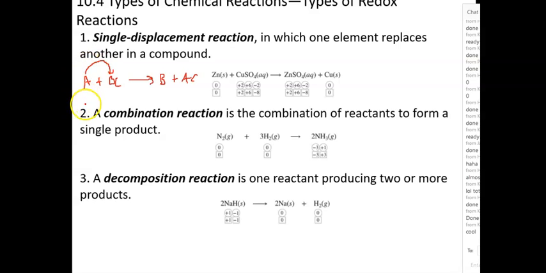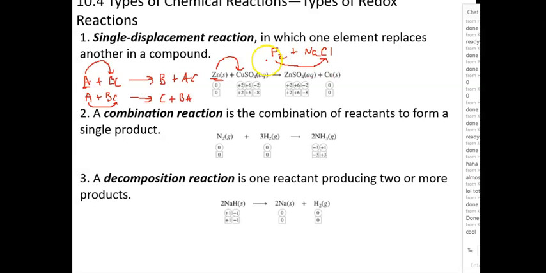Another way that it could be is A plus BC, and in this case, the A replaces the C. So in that case, you get C plus BA. Okay, so it just depends on what A is. If A is a metal, it's going to replace the metal. Let's say we have F2 plus NaCl. Well, fluorine is a non-metal. It's going to replace the non-metal.